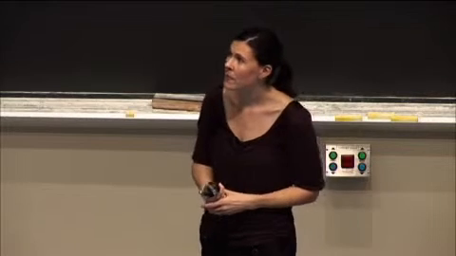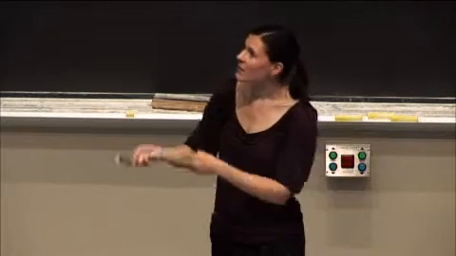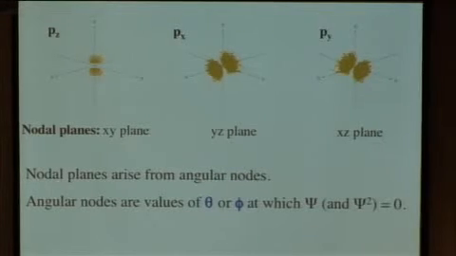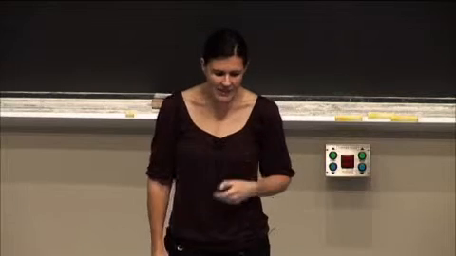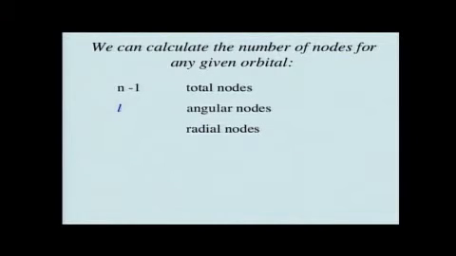So you remember from last time, radial nodes are values of r at which the wave function and wave function squared are 0. So the difference is now we're just talking about the angular part of the wave function. And in fact, these are the only two types of nodes that we're going to be describing. So we can actually calculate both the total number of nodes and the number of each type of node we should expect to see in any type of orbital. And our equation for total nodes is just the principal quantum number minus 1.